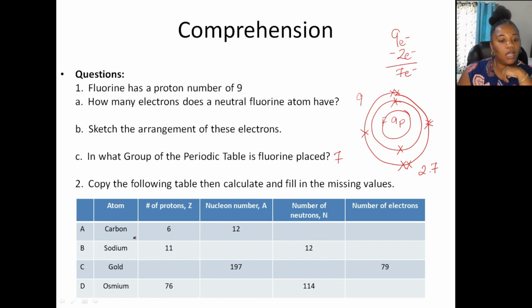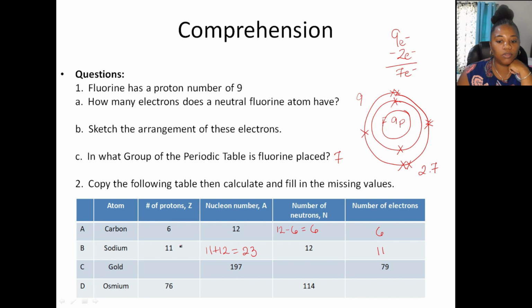Now we have: copy the following table, then calculate and fill in the missing values. Here carbon has 6 protons, with a nucleon number of 12. So the number of neutrons would be 12 minus 6, which gives us 6. And the number of electrons will be equal to the number of protons because they are neutral. And here too, we could just work out the electron number, which is 11, because we have 11 protons. And the nucleon number would be the protons plus the neutrons. So 11 plus 12 is equal to 23.